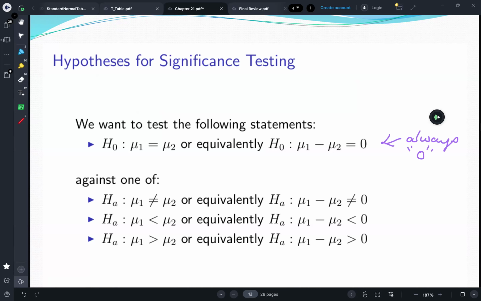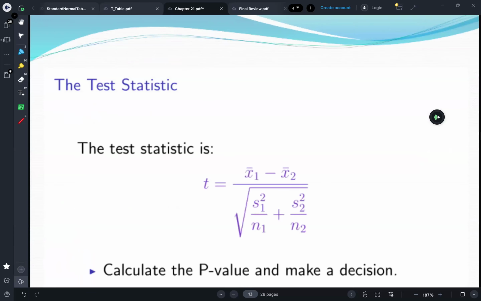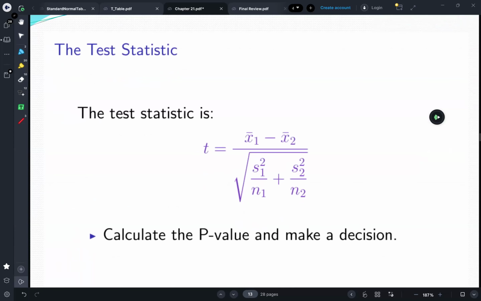You could have not equals, case 2, you could have less than 0, or case 3, you could have greater. So this would mean that the difference is less than 0, or the difference is greater than 0. So it's negative or positive, or does not equal. So we have a two-sided test or a one-sided test. Okay. And you just plug those in. The test statistic just looks like that.